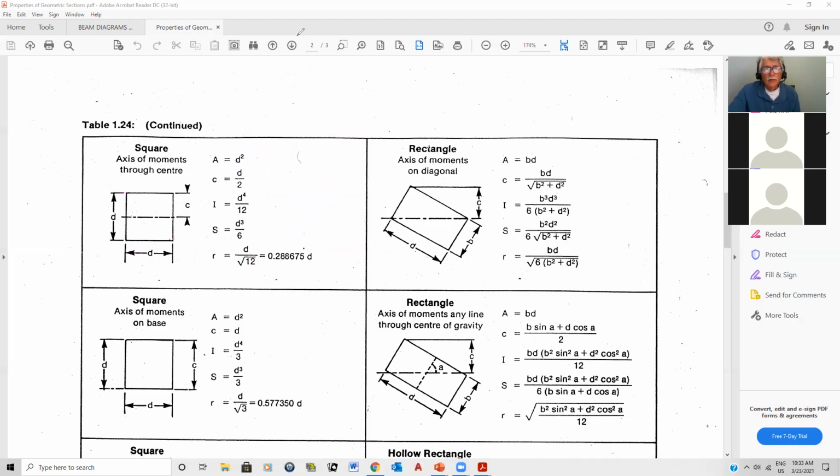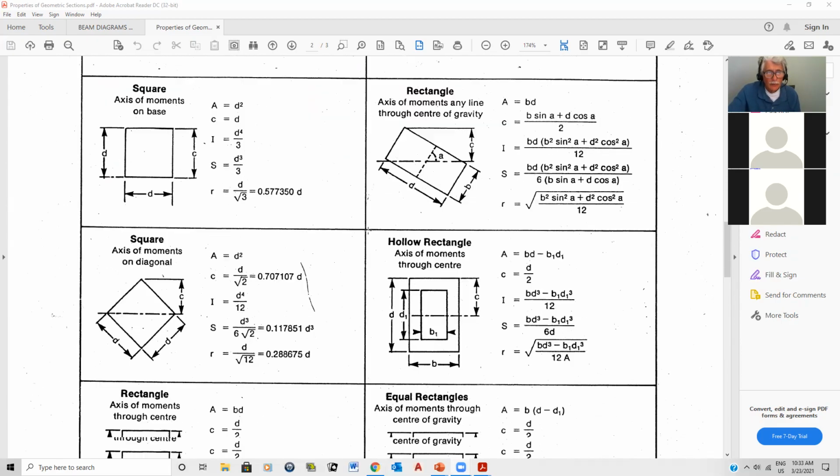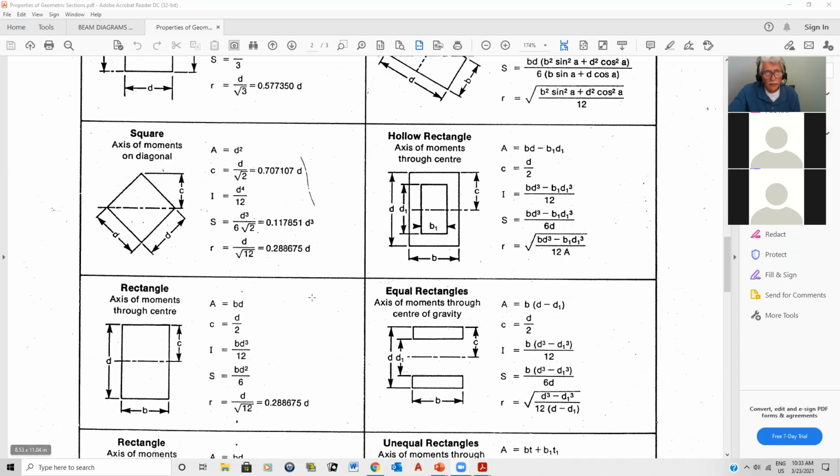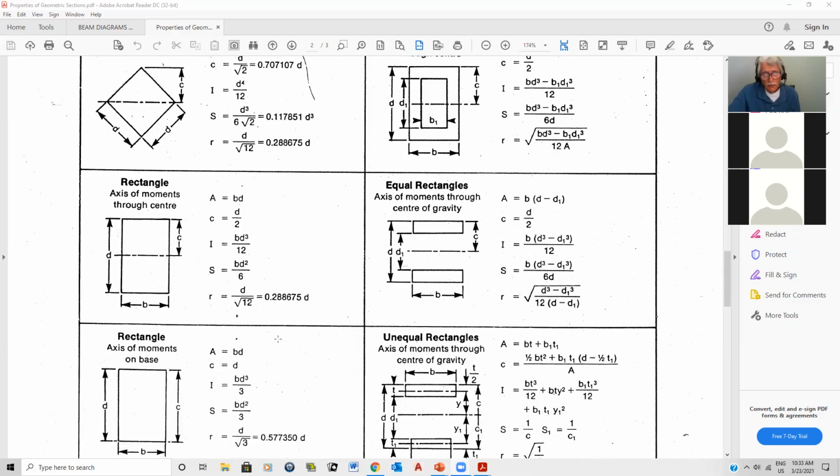And this here is just, like I said, the one that I use 99% of the time is, of course, rectangular shapes. So the moment of inertia, BD cubed over 12, I know these ones like the back of my hand, because those are the most common shapes that we use in engineering.